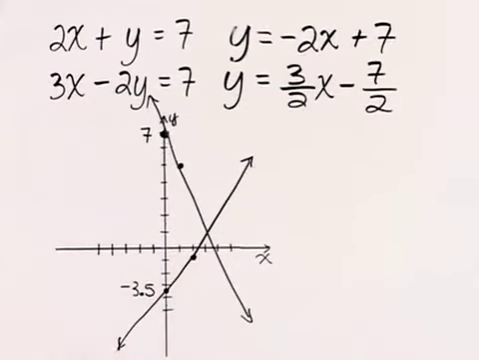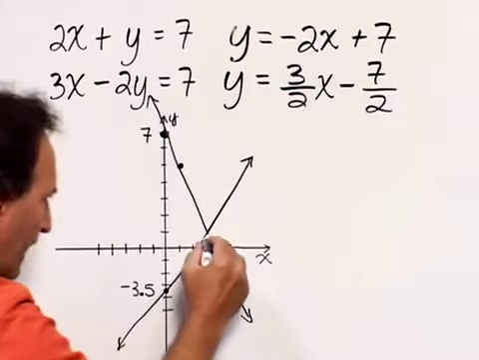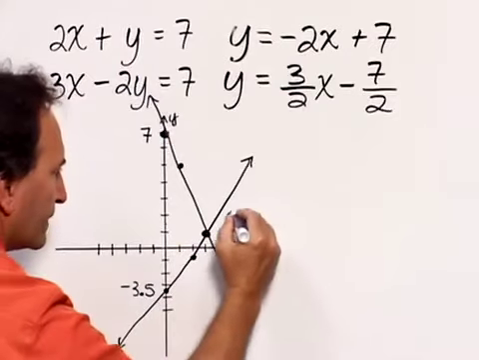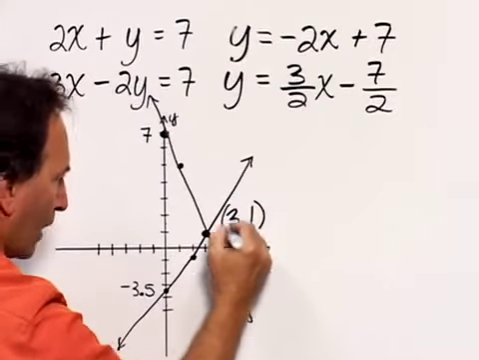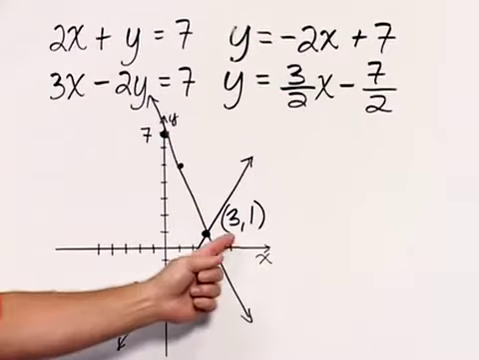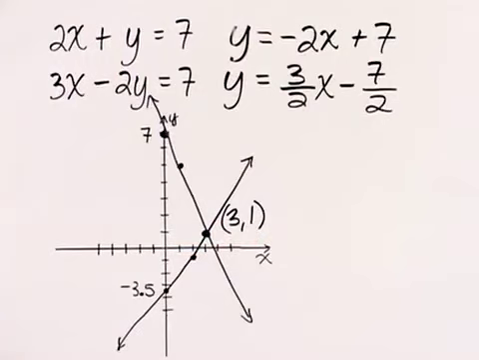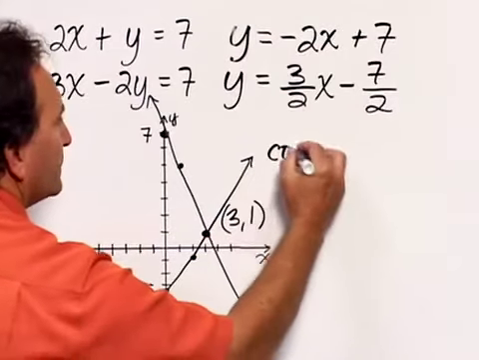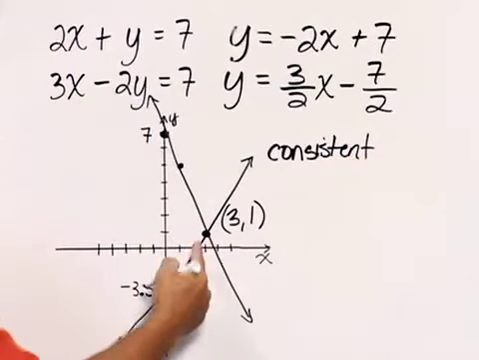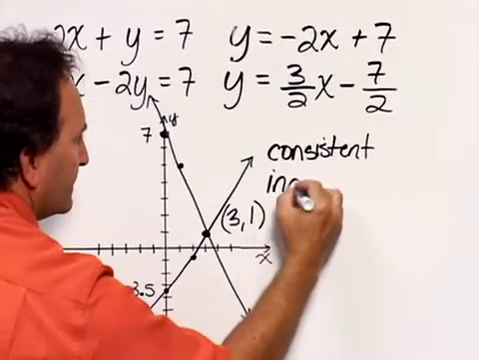and we of course now look for where they intersect. And where they intersect is right at this point here, and that point is 3, 1. So our solution to this system of equations is 3, 1. This system is consistent. We get an answer. The equations are independent because we only have one solution, so independent.